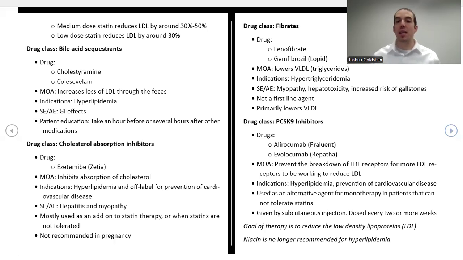And then it's given by subcutaneous injection. It's dosed every 2 weeks. I already mentioned that it's dosed parenterally, not on a daily basis. We already mentioned in the beginning of class, I'm just going to repeat it again. The goal of therapy is to reduce the LDLs.